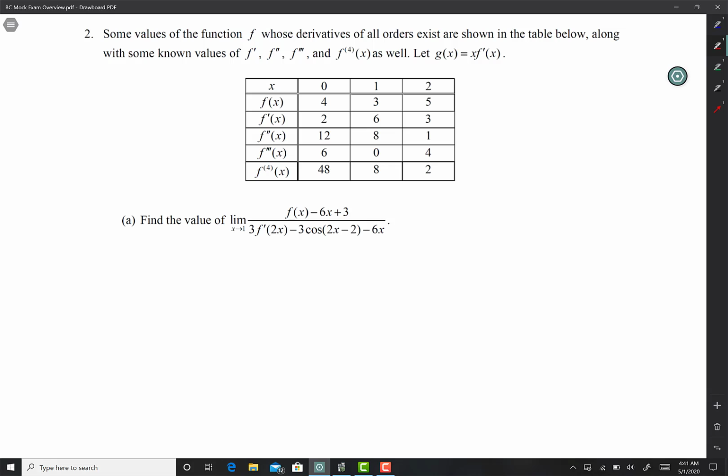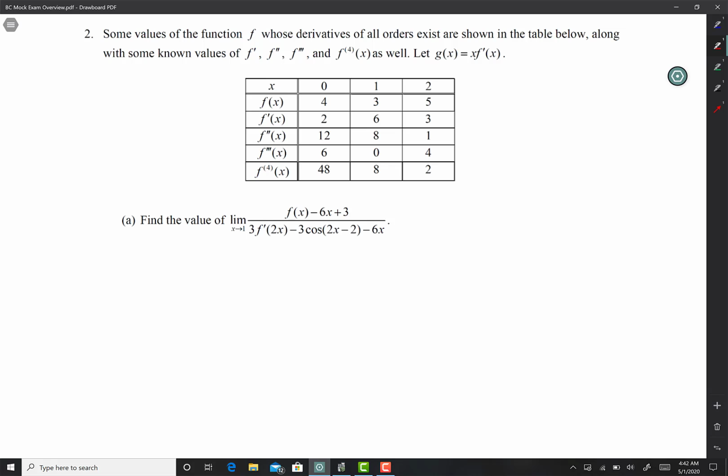Some values of the function f, whose derivative of all orders exists, are shown in the table below, along with some known values of f prime, f double prime, f triple prime, and f to the fourth. So the f to the fourth means the fourth derivative, as well as g of x equals x f prime of x. Letter A. Find the value as limit approaches 1 of all this stuff.